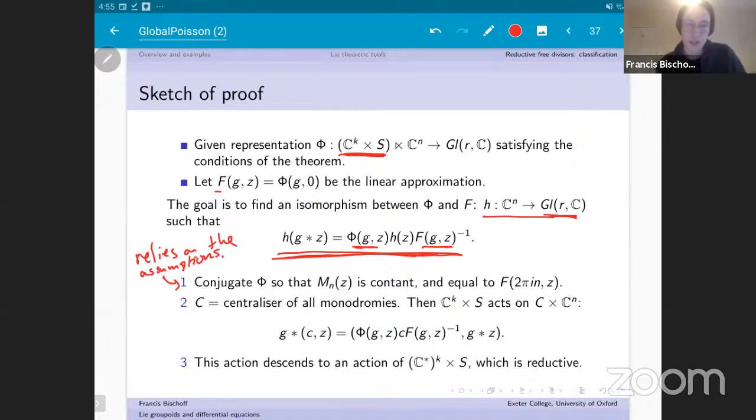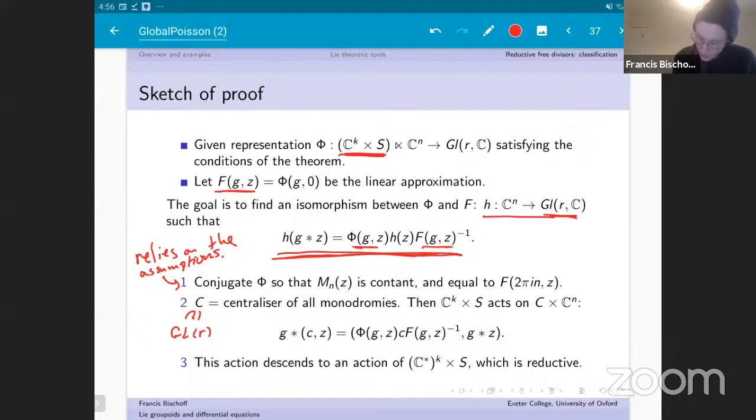Is that we conjugate phi so that the monodromy is constant and is equal to the monodromy of this linear approximation. So here I'm kind of sweeping some things under the rug. You can really only do this locally around the origin in C^n, but I'm going to kind of ignore that just for the purposes of the presentation. Okay, so now that we've done this, we can define C to be a subgroup in GL(R) to be the centralizer of all of the monodromies.